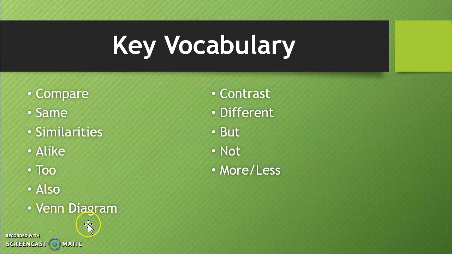A Venn diagram is commonly used when we are comparing and contrasting. And we'll talk a little bit more about Venn diagrams and its meaning a little later on in our lesson. Contrast. Contrast means to show how things are not alike or how things are different. But, not, more or less. These are all words that are used when we are contrasting things or text. So you will commonly see these words when you are contrasting.